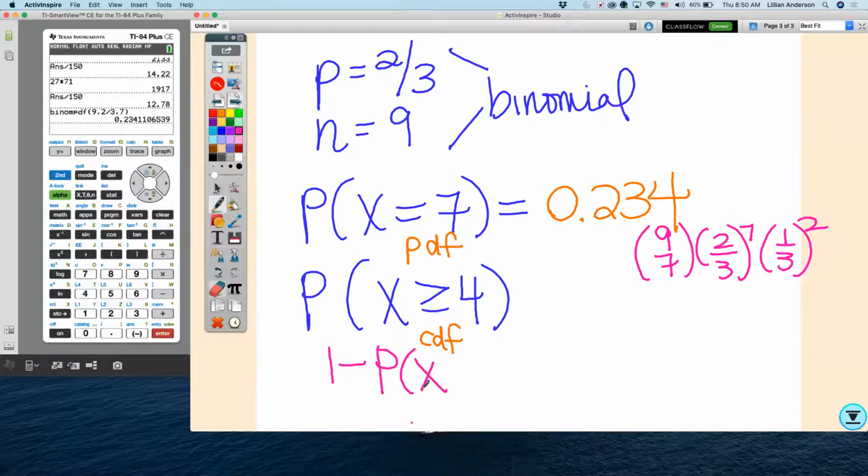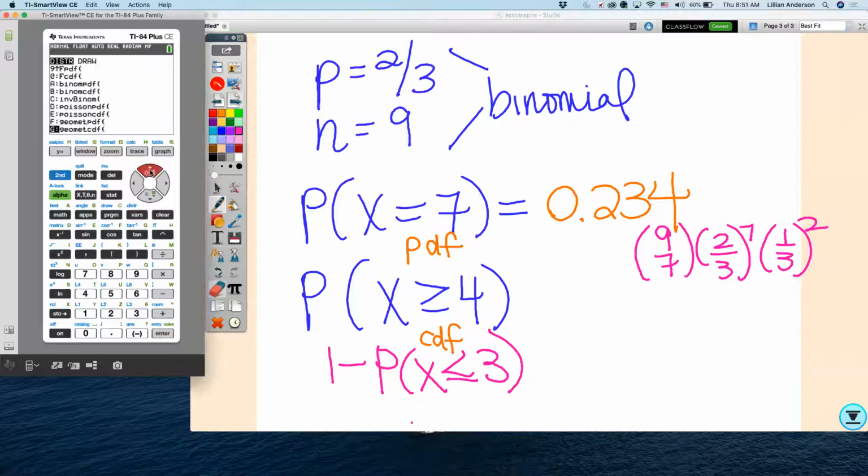4 out of 9, so 5? Well, yeah, kind of. When I meant the rest, if I'm looking for the probability that it's 4 or more, and CDF can't do anything greater than, it can only do the ones less than, I have to do the probability that it'll be less than or equal to 3. And then I have to do the complement to find that probability.